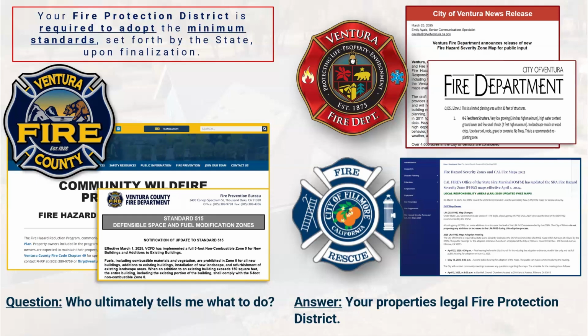One example, in the city of Ventura, already as part of their fire ordinance is that 0 to 5 feet from the structure, very low growing, high water content ground cover, few small shrubs with a 2 feet high maximum, no landscape mulch or wood chips, no trees. This is a recommended no planting zone. So this is already an ordinance on the books today that applies to both the high and the very high. The Fire Marshal of Ventura City, Brett Reed, let me know that he does not foresee this changing with the new fire hazard severity zones.